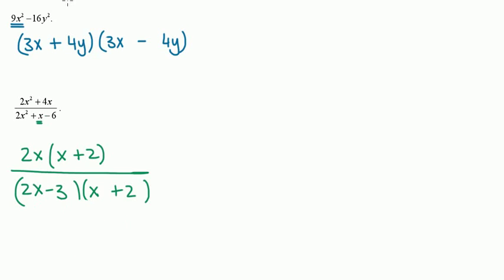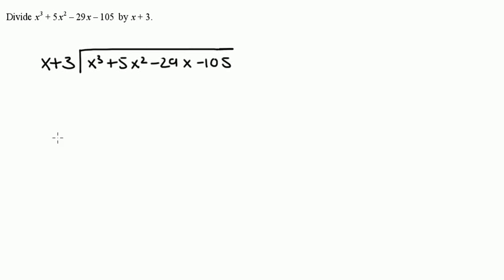So now we've factorized above and below, but we need to simplify. So what we notice is that x plus 2 is a common factor above and below the line. So therefore, to simplify, our answer is going to be 2x over 2x minus 3.